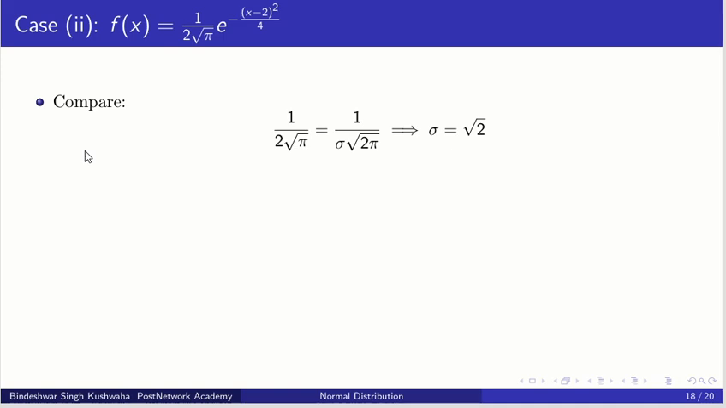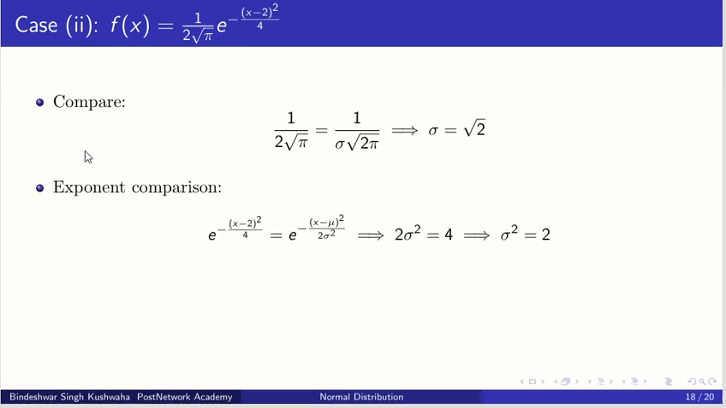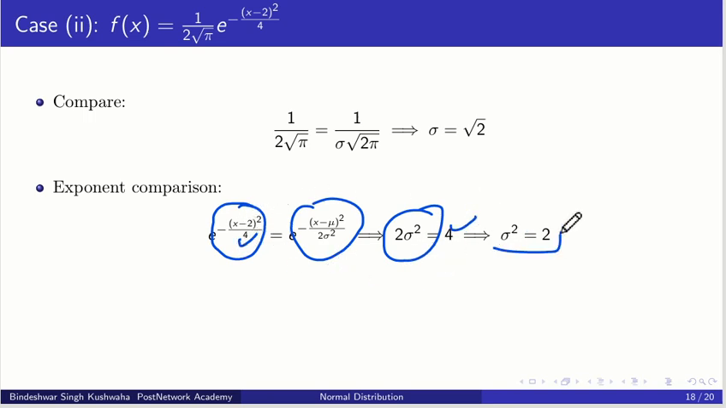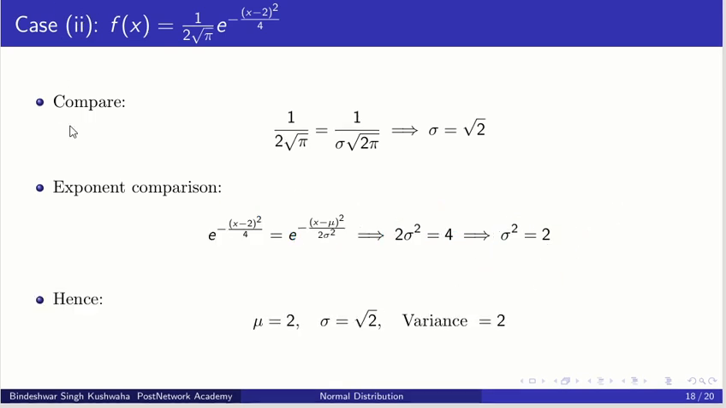The same question. Now let us see the second one. Just observe here: 2 sigma square is equal to 4 because 4 is given here. So sigma square is equal to 2, and mu is also equal to 2. That means the mean is equal to 2, the standard deviation is equal to under root 2, and the variance is equal to 2.